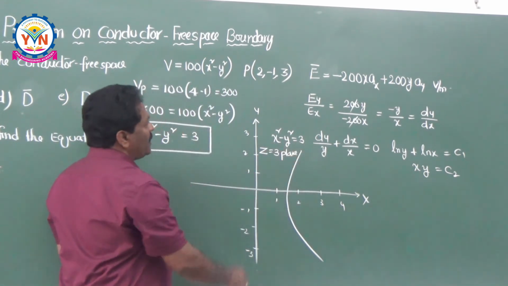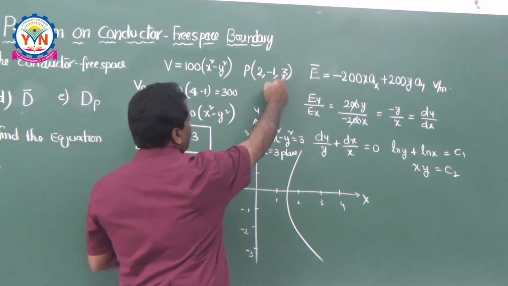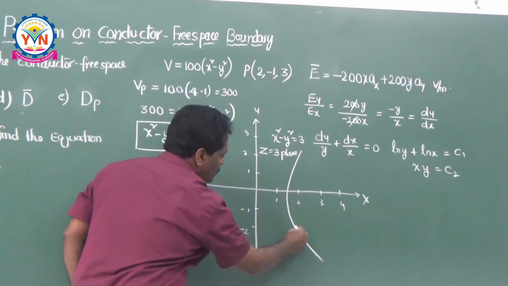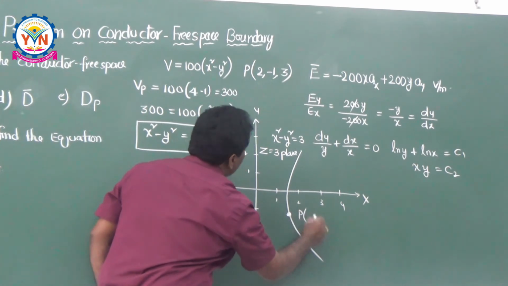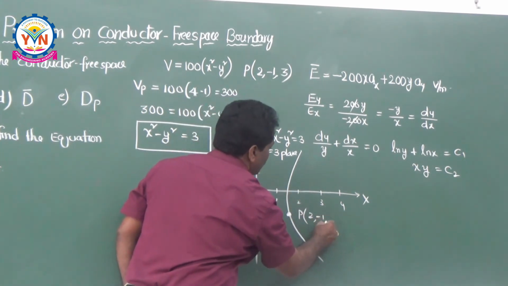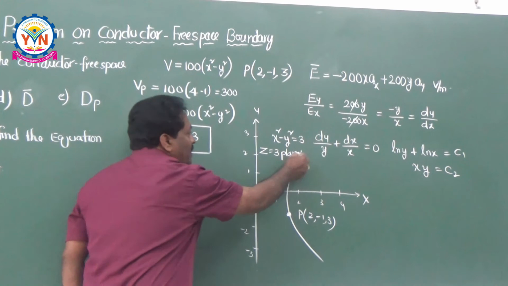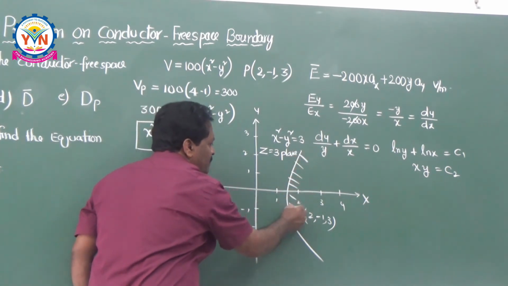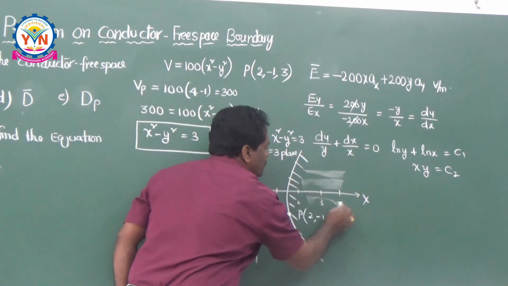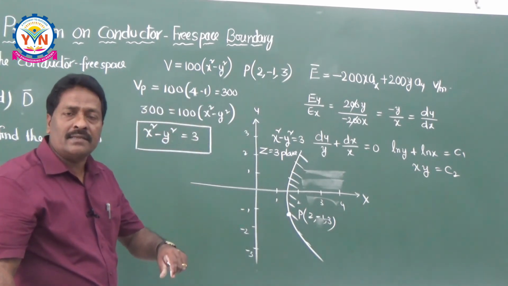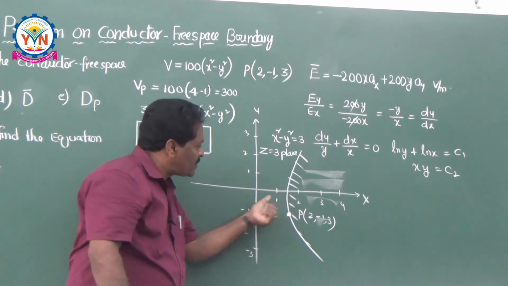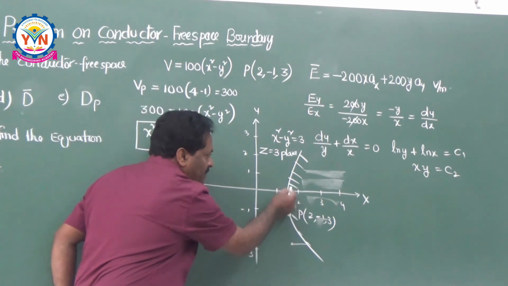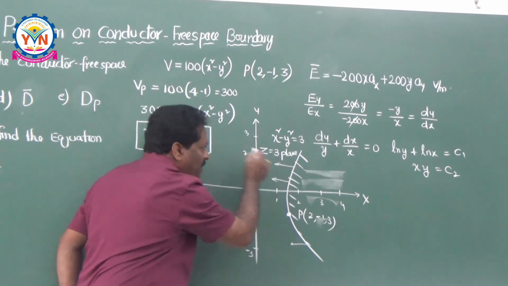And the given point is here 2, -1, 3. So x is equal to 2 and y is equal to -1. So probably this may be the point P of 2, -1 and 3. So this is nothing but the equation of the conducting surface. So this is nothing but the conductors. And you know from the boundary conditions, the flux density is always at an angle of 90 degrees to this. So that's why it will be in this direction like this.